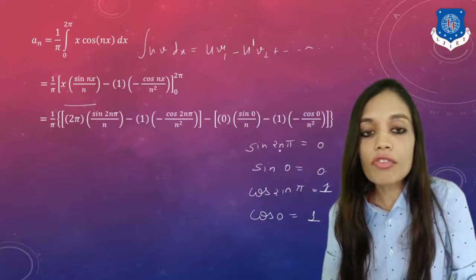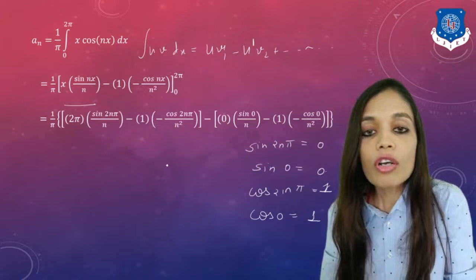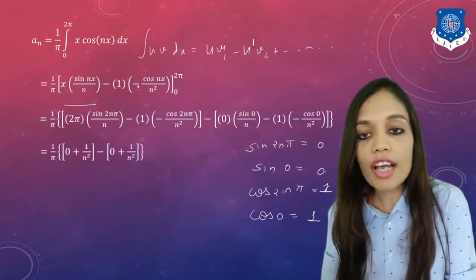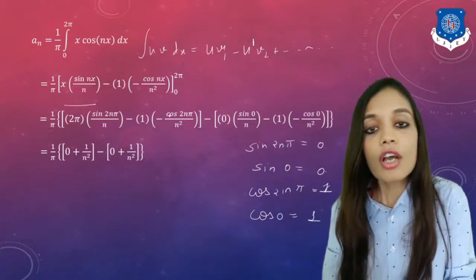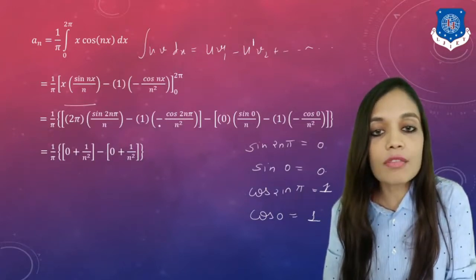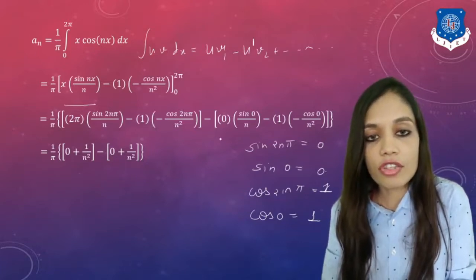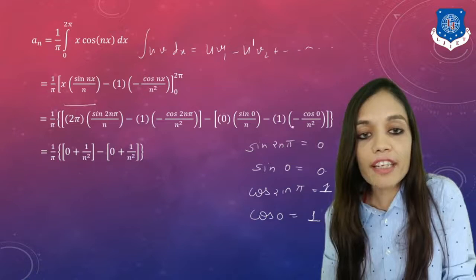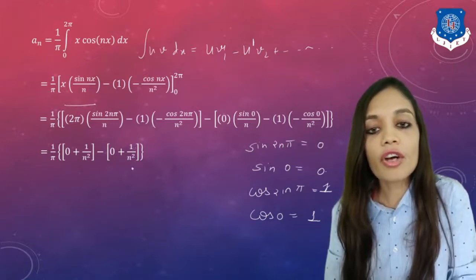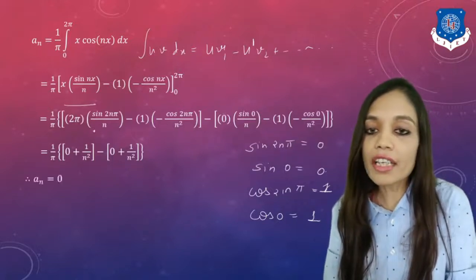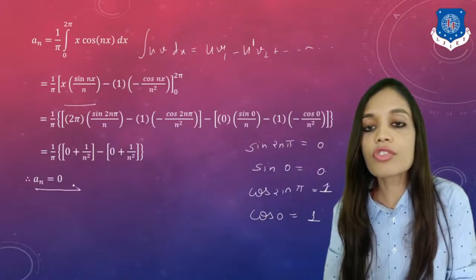So we will put the values of all these functions in our above equation. So putting the values, we will get 1 upon pi. Sin 2n pi is 0, so this is gone. Cos 2n pi is 1, so minus minus plus, we will get 1 upon n square minus, this is 0, again minus minus plus, and cos 0 is 1. So here we will get 1 upon n square. So finally, our answer of an will be equal to 0.